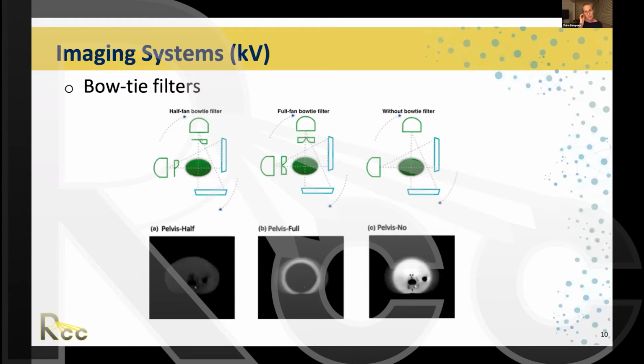And so this is an example of doing a pelvis image. So if we use, and sorry, it's very dark, I couldn't make the image lighter. If we use a half fan bow tie filter, which is the correct filter to be using for the pelvis, we get some nice contrast inside the pelvis itself. If we accidentally use a full fan bow tie filter, you'll get that very dark ring artifact with the lighter ring outside of that in your image. And if you don't use a bow tie filter at all in a pelvis, you'll get a very bright image in the center of the field and then very reduced visibility on the edges of the field.